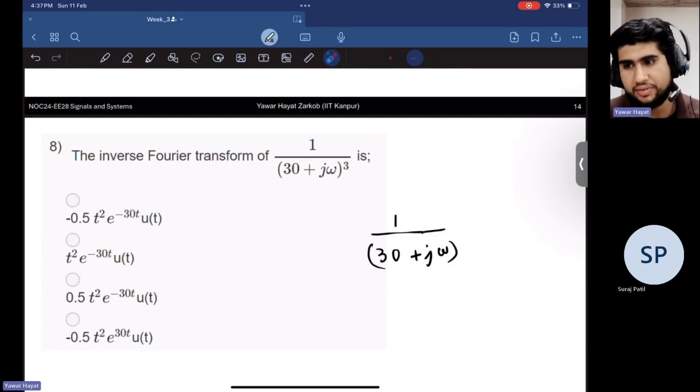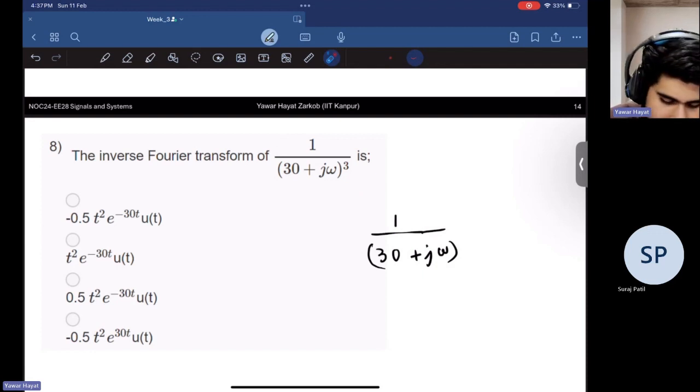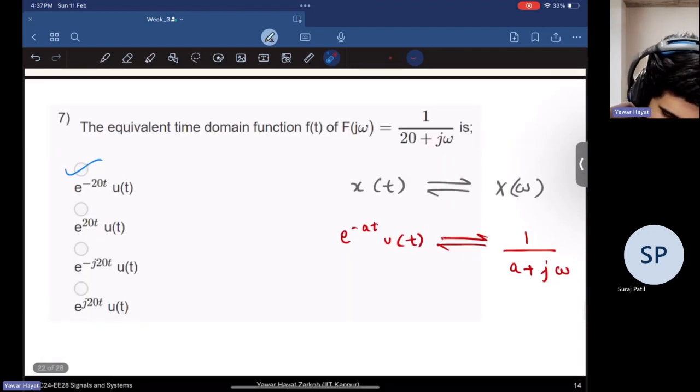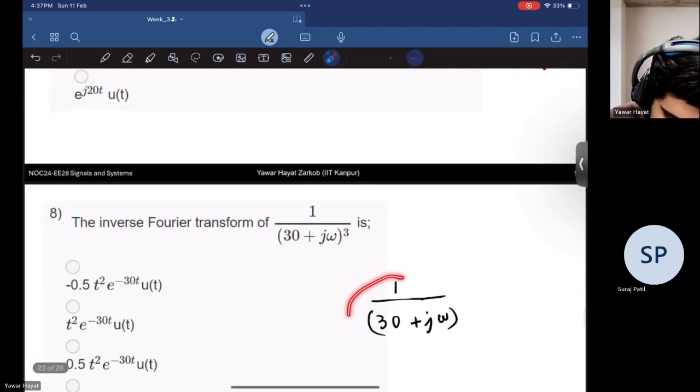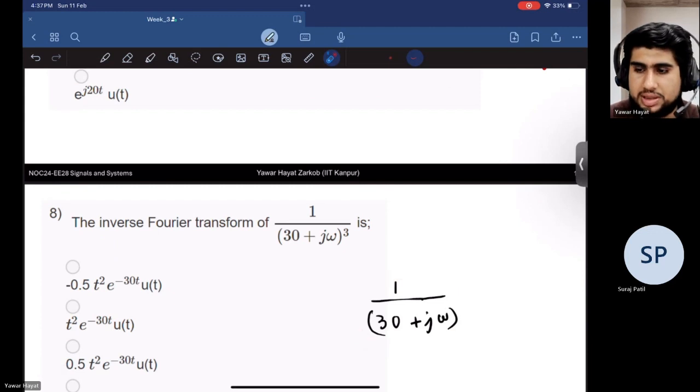So we have an alternative approach, and I'm basically developing a motivation for the same. What I'm asking you is, what should be the inverse Fourier transform of this basic function 1 by 30 plus j omega? Notice this is similar to this, is it?